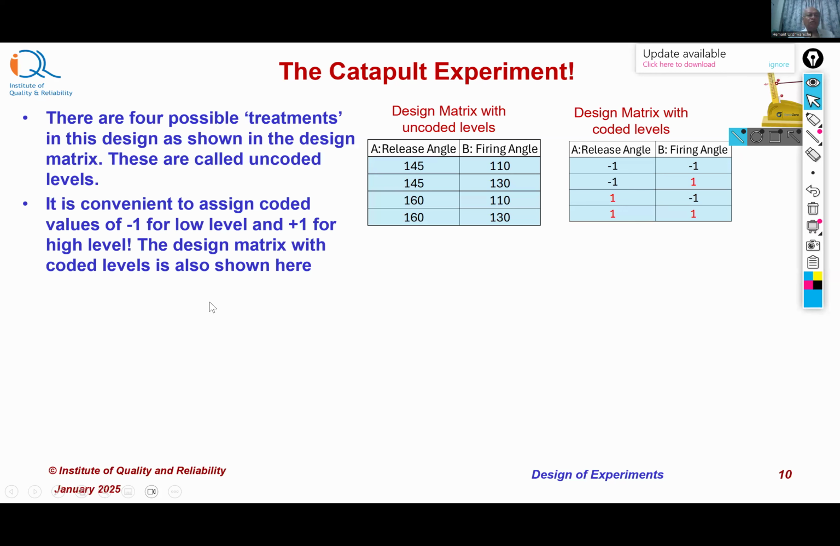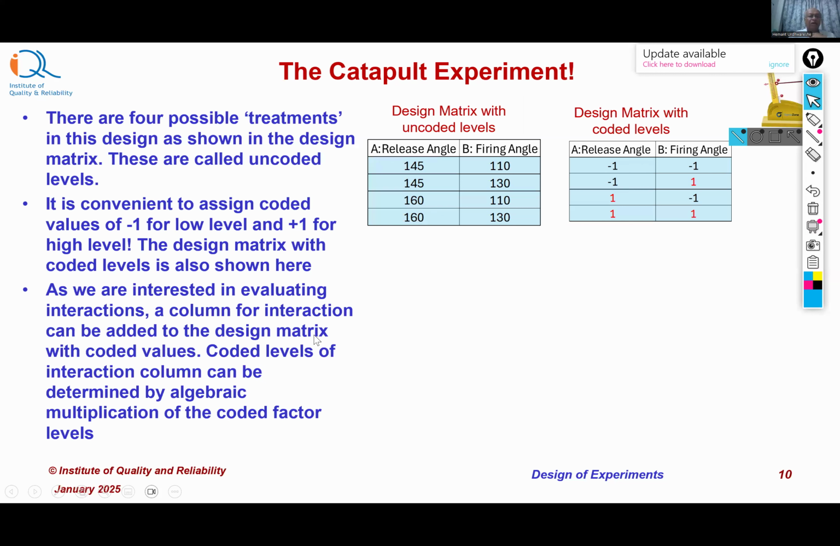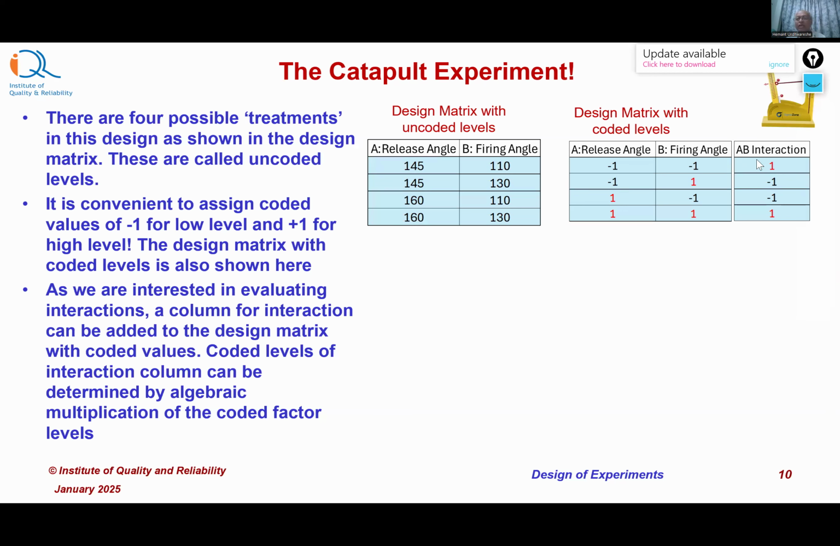So we go further. As we are interested in evaluating interactions, a column for interaction can be added to the design matrix with coded values. Coded levels of the interaction column can be determined by algebraic multiplication of the coded factor levels. And here they are shown, you can see them here. You can see that for the AB interaction, the coded value -1 into -1 is +1, then -1, +1, -1.